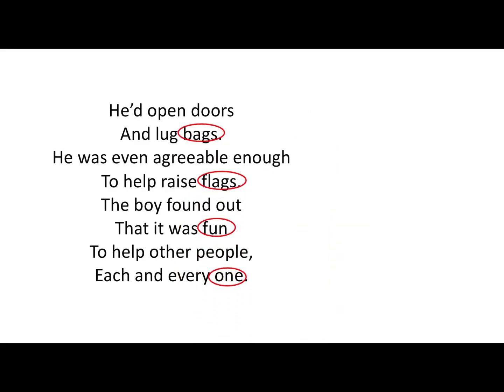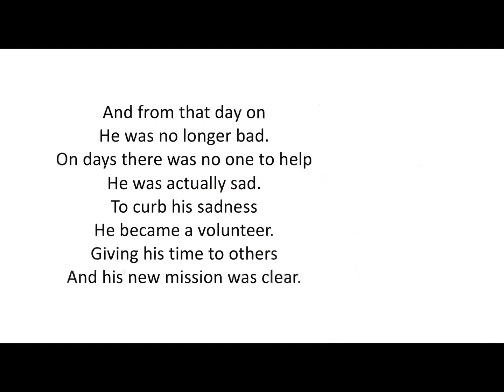So we have bags and flags, fun and one. Again, they're rhyming the same lines. Lines 6 and 8 actually rhyme with the first set of rhyming words from stanza 2. So we need to bring back those C's. So E, E, C, C. And again, there are 8 lines in stanza 3.